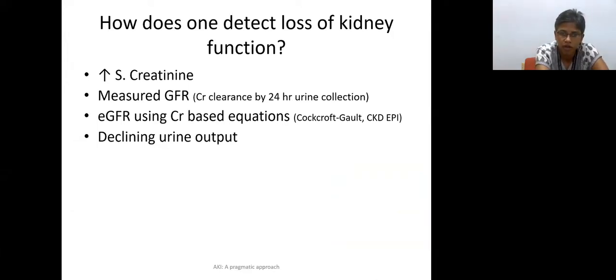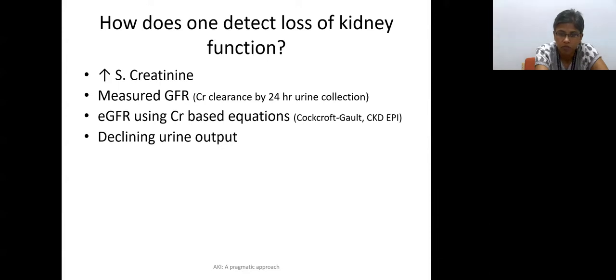We're all familiar with creatinine, and as I said before, because creatinine is excreted, when there is a loss of kidney function, less creatinine is excreted, and so creatinine in the blood would rise. Another way is to measure the GFR, say by doing a 24-hour creatinine clearance, or you could estimate the GFR using various equations that use creatinine. You may have heard of the Cockcroft-Gault or the CKD-EPI equations, which are commonly used.